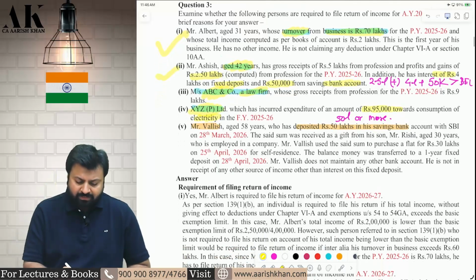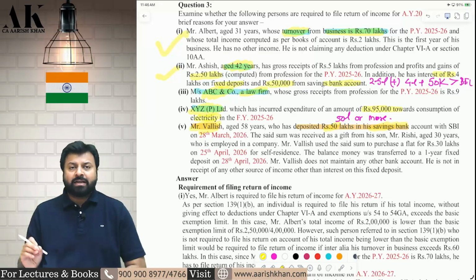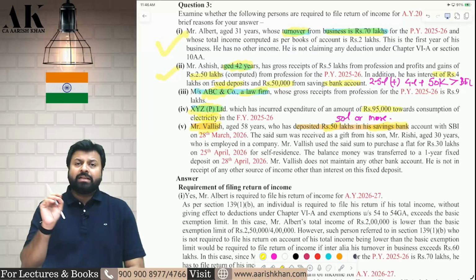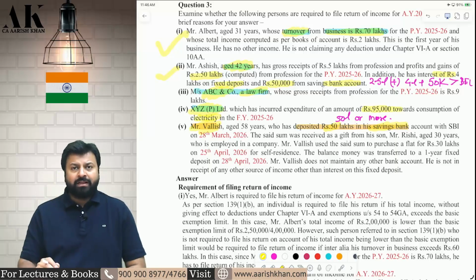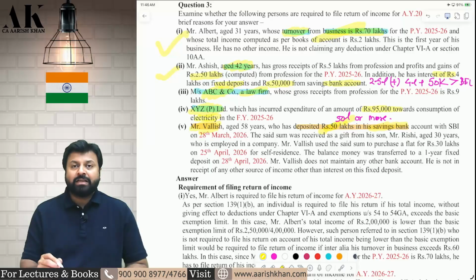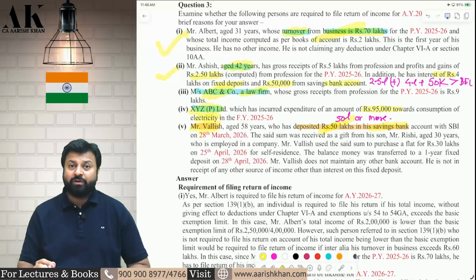Last but not least, Mr. Valish. Mr. Valish is depositing 50 lakh rupees in his saving bank. Is he liable to file the income tax return? Yes. If an individual, HUF, etc., other than company and firm, deposit 50 lakh or more in a saving bank account, they are liable to file the income tax return. Exact 50 lakh is also covered for saving bank. For business, it is more than 60 lakh. But for depositing in saving bank, it is 50 lakh or more. Go and check the provision carefully. Very dangerous.